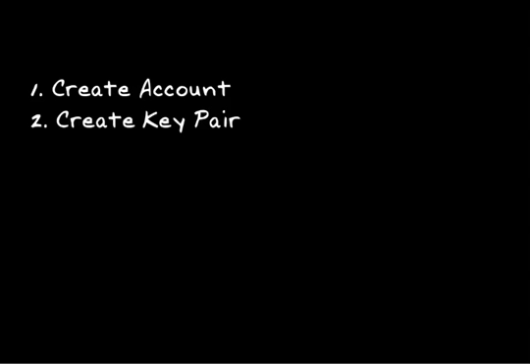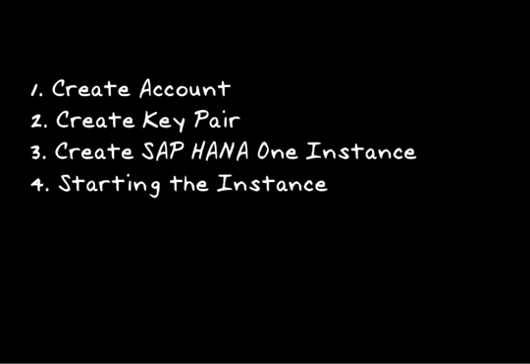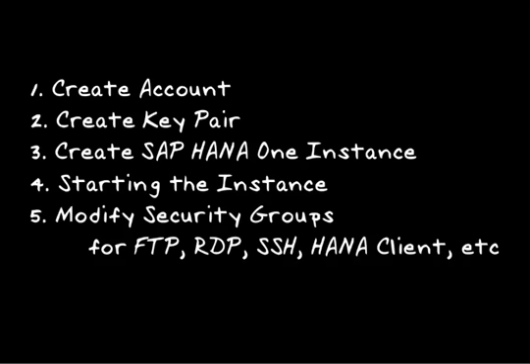So in this video we're going to be covering how to create a SAP HANA 1 system. The first thing we're going to do is go through how to create an account. We're then going to look at creating a key pair, and I'll explain what a key pair is used for. Next we'll look at creating the actual SAP HANA 1 instance, then we'll start the instance, and lastly we'll look at modifying security groups so we can allow and open up ports for use by tools such as FTP, RDP, etc.